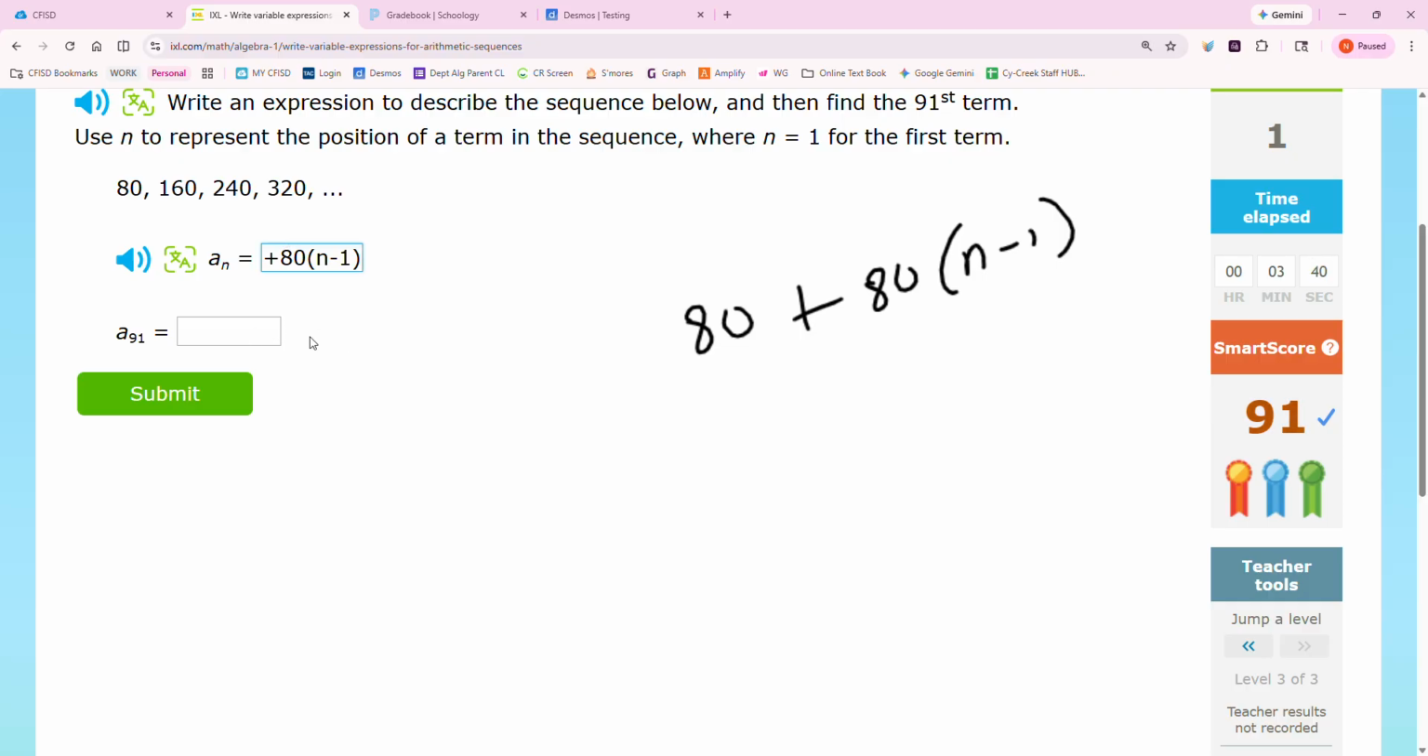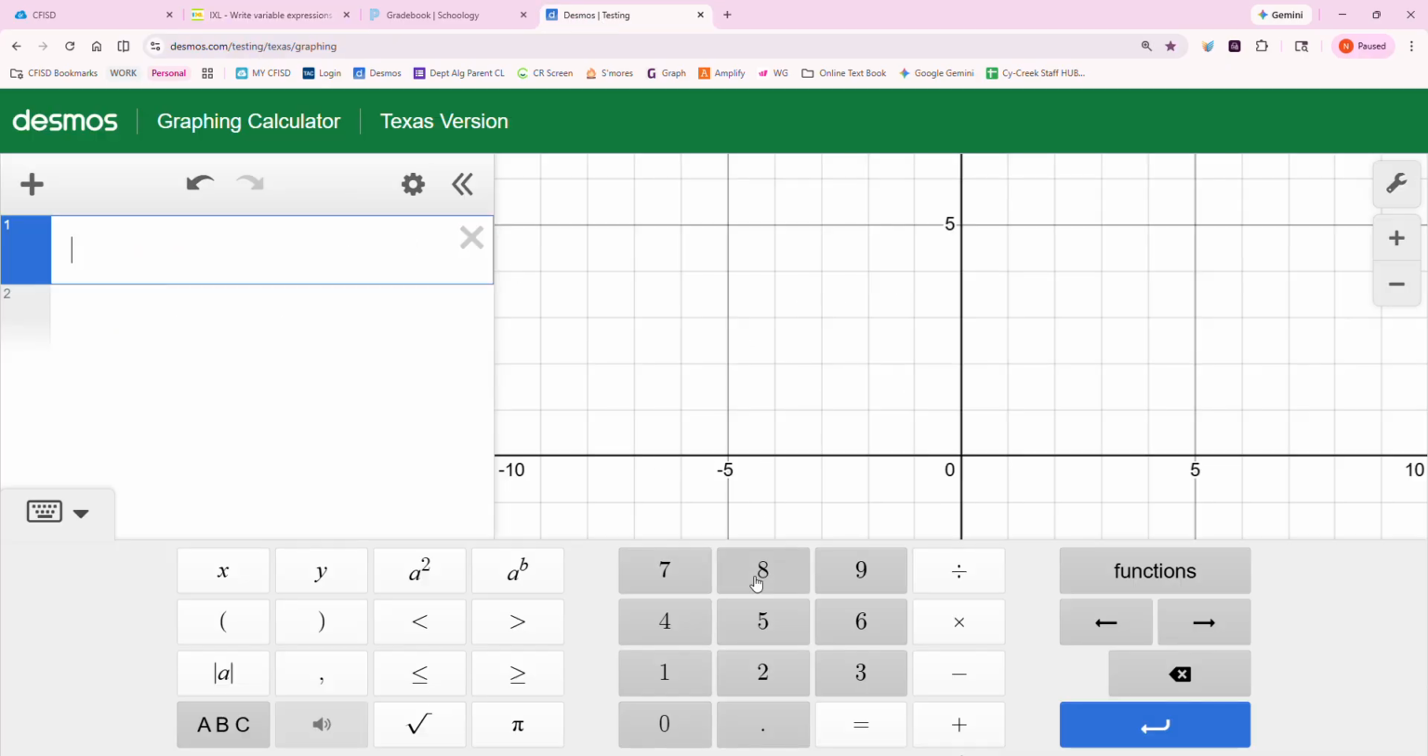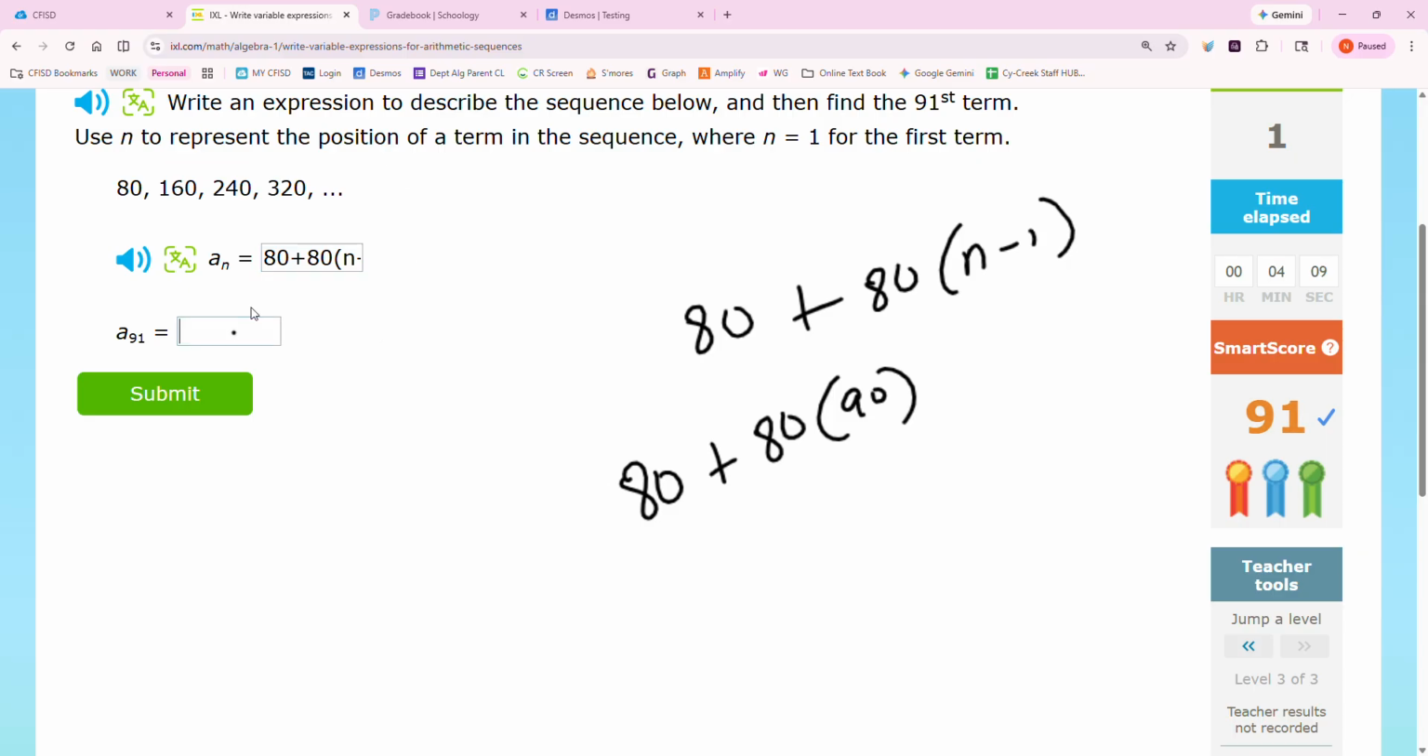Okay? Now, we're looking for the 91st term. That means I'm going to do 80 plus 80 times n, where n is 91. 91 minus 1 is 90. So I'm going to do 80 times 90. So I'm going to go over to Desmos, because that's a big number. 80 times 90, and then plus 80 again. So that's 7280. So the 91st term in the sequence is 7,280.